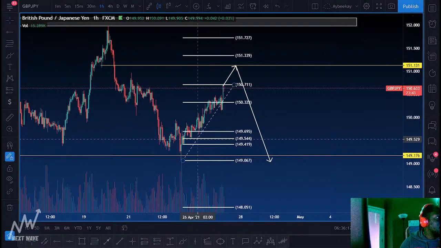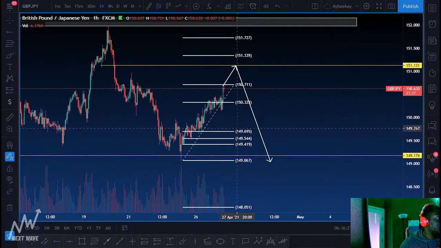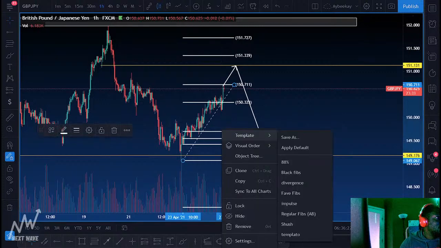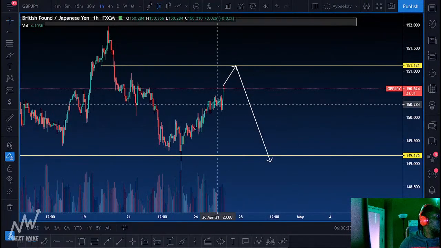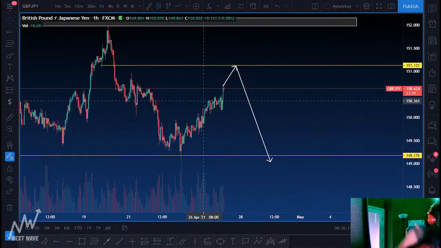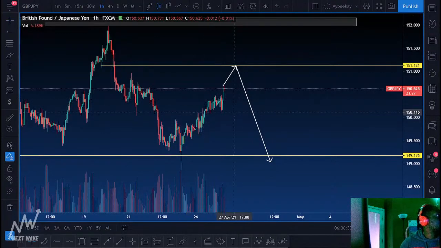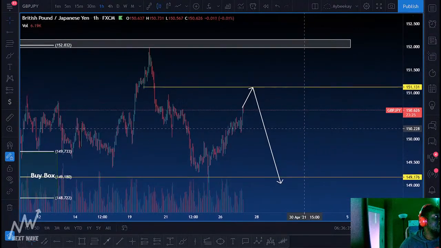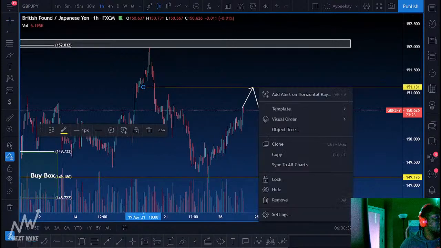So if it comes down to like 149.544, I don't want to put a line there because that's just overkill personally. If it comes to 149.544 and it stops and starts to look like it's going to retrace, that's when I'll look to be like, okay, now I'm going to buy GJ. But for now, I'm going to be patient. See what it does up here.